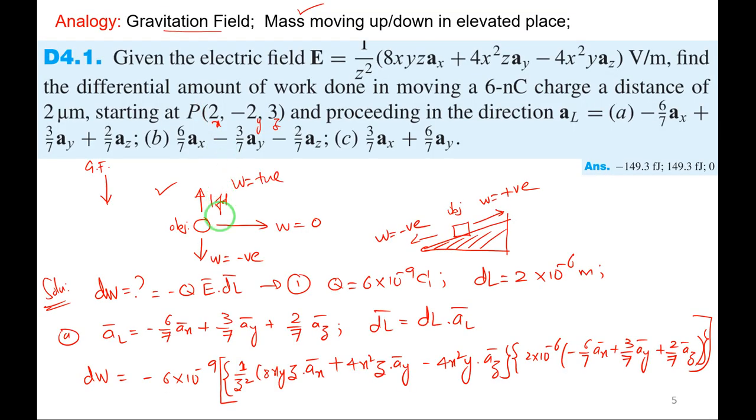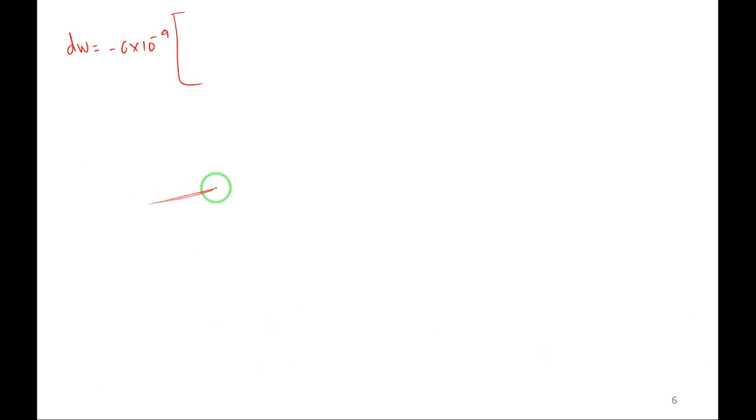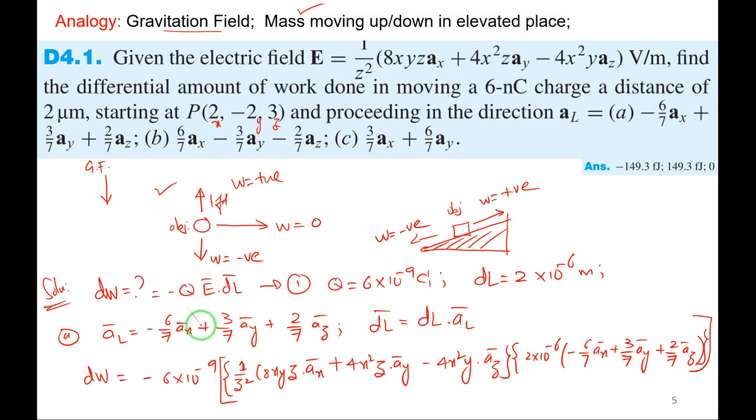So first what I will do, 8xyz divided by z square. So 8 into x is how much? X is 2. Y is how much? Minus 2. Z is how much? Z is 3. Divided by z square, z square is 3 square. So I'm getting it as minus 10.667 aX. First one is over.